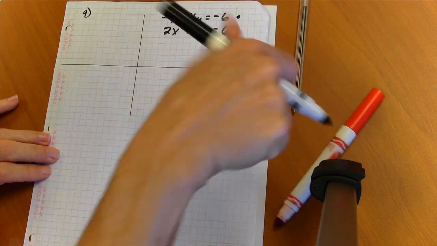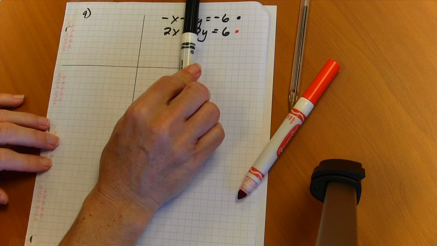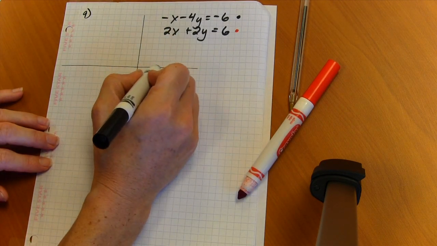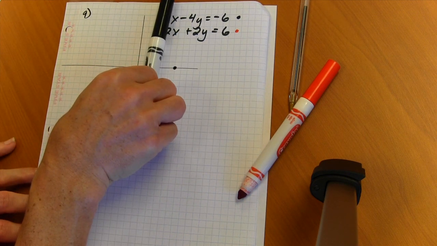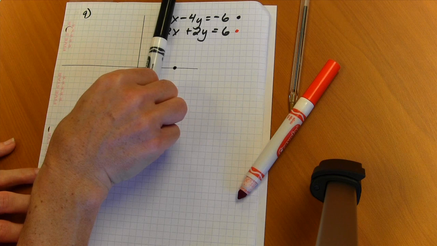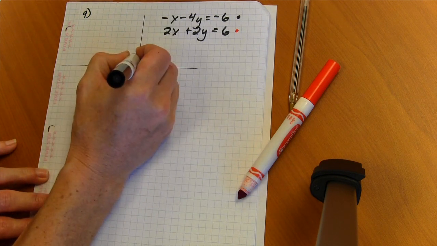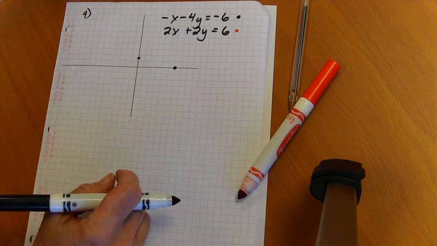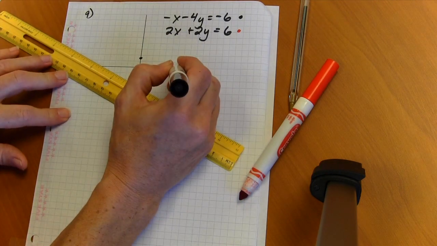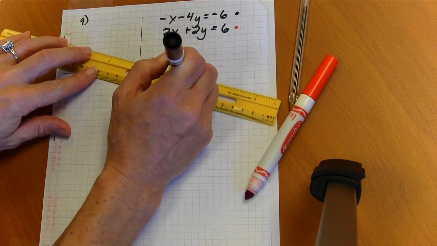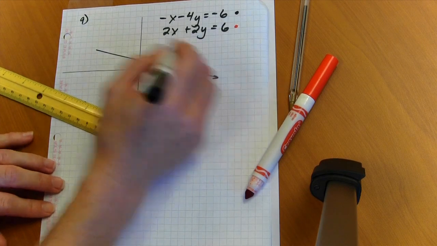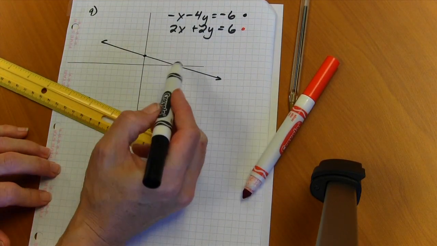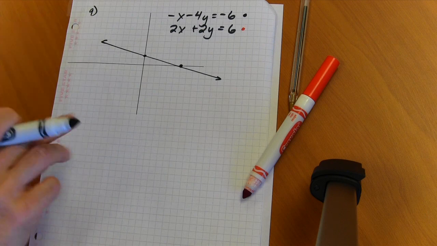The black line's x-intercept is positive 6. 1, 2, 3, 4, 5, 6. And the y-intercept is 6/4. That's 3/2, which is 1 1/2. And it's okay that it's a half. I know you can plot that. So we draw our line, and it really is important to be accurate. A nice sharp pencil comes in handy here. I'm afraid my marker has me off, but we will see what happens.